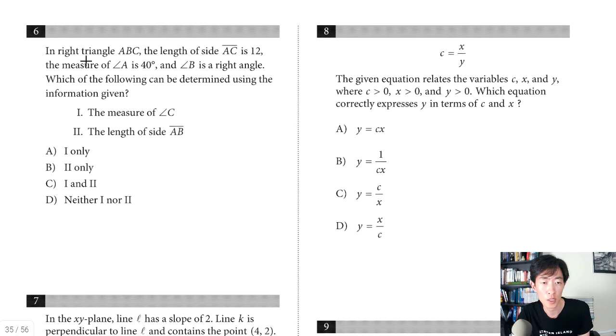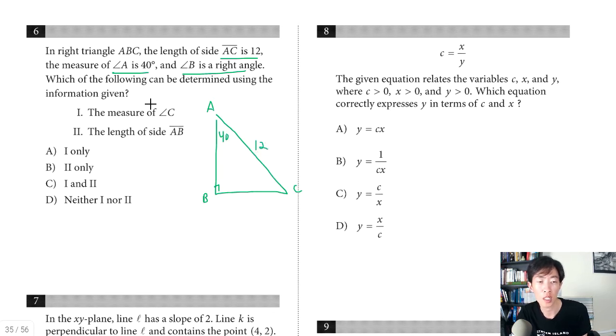Question 6: in right triangle ABC, the length of side AC is 12, the measure of angle A is 40, and B is a right angle. Which of the following can be determined using the information given? So let's do a quick sketch. We know that B is the right angle, so we'll put it here. Doesn't really matter where we put A or C because we can just rotate it. So A is going to be 40 degrees. AC is definitely the hypotenuse no matter where we put it. That's 12. And the question is asking which of the following can be determined.